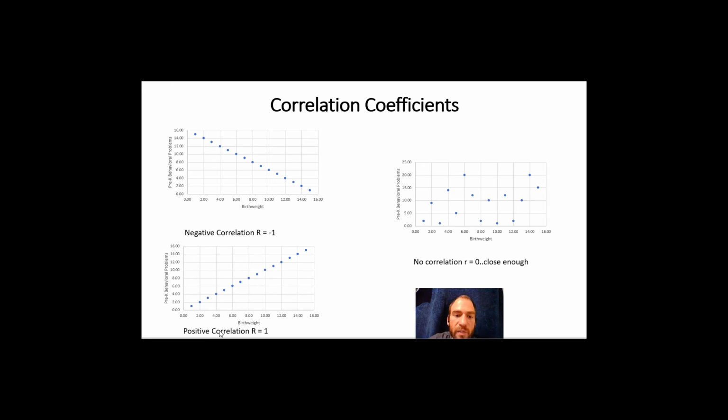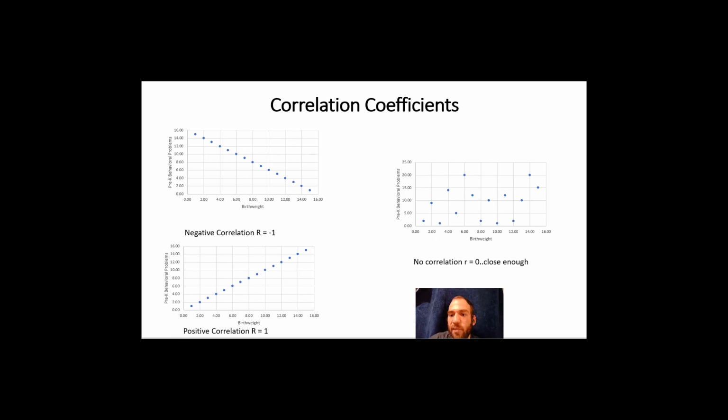Now let's look at the bottom here, a positive correlation, r equals 1. In this case, we're going to say as birth weight increases, problem behaviors also increase. Doesn't matter why, this is just an example. So again, you see the horizontal axis going from 0 to 4, 6, etc. And the vertical axis, the y-axis, going from 0 to 16. So when a child is 2 pounds, they have 2 behaviors. But when they're at 10 pounds, they have 10 problems as a preschooler.